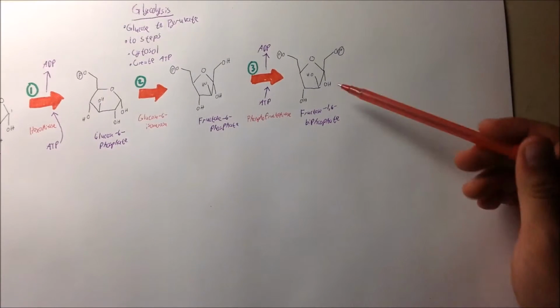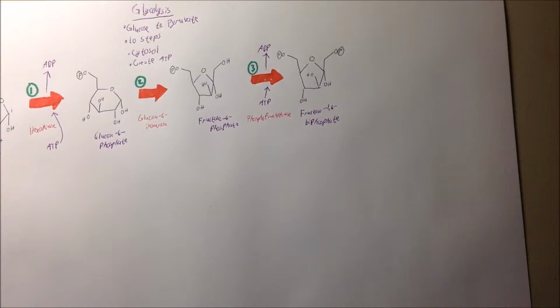This molecule, fructose 1,6-biphosphate, actually has the opportunity to change into 2 different molecules, but only one can keep going on, and we'll discuss that once we get there. So fructose 1,6-biphosphate can either change into dihydroxyacetone phosphate or glyceraldehyde 3-phosphate.